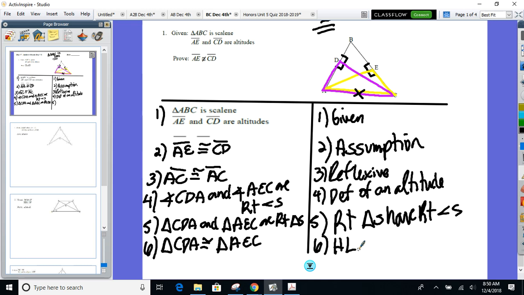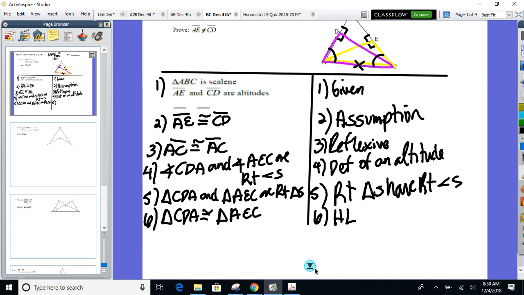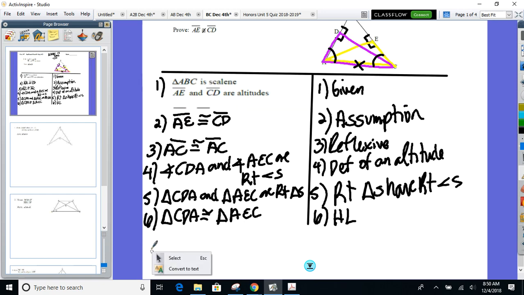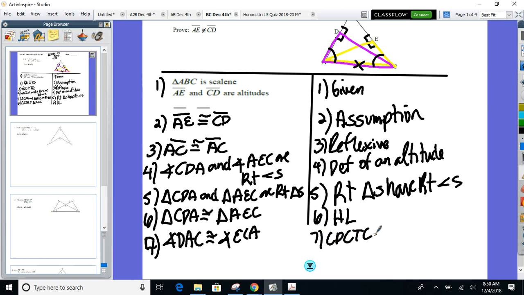And if the triangles are congruent, what was the purpose of getting the triangles congruent? So you could get angles DAC and ECA. Got to get those congruent. Angle DAC congruent to ECA, CPCTC. And then you have what type of triangle? It's isosceles. Triangle ABC is isosceles, and that can't happen.